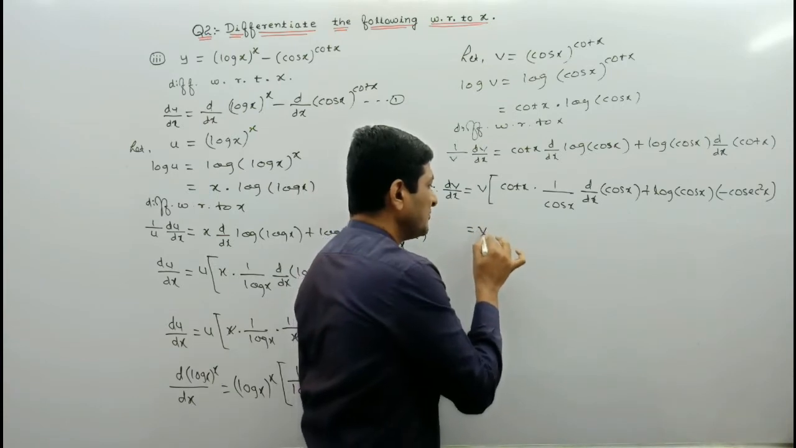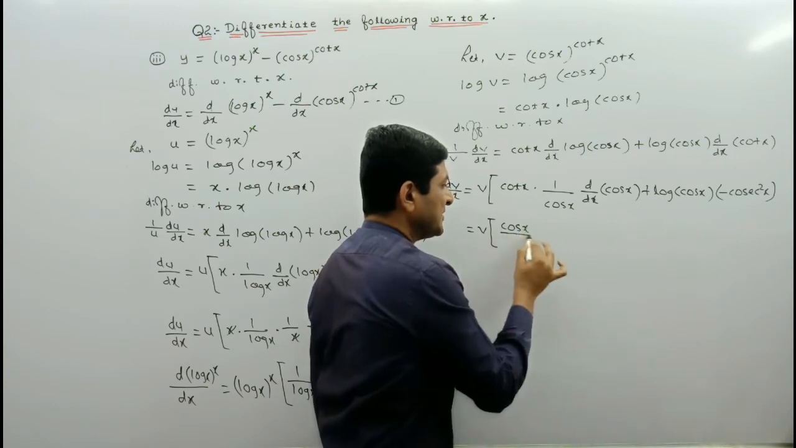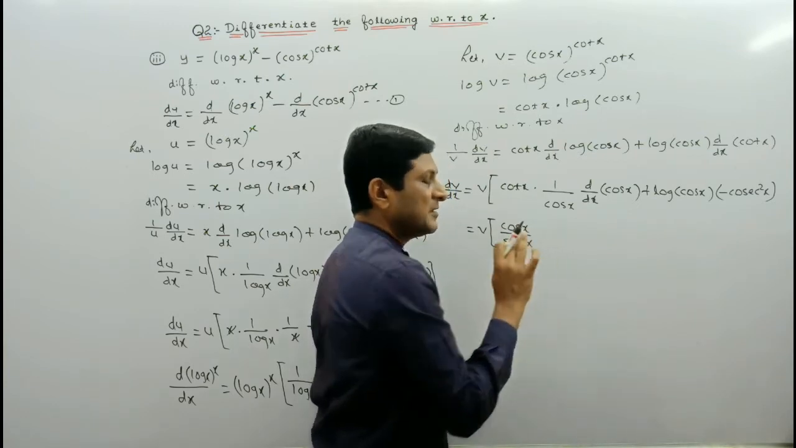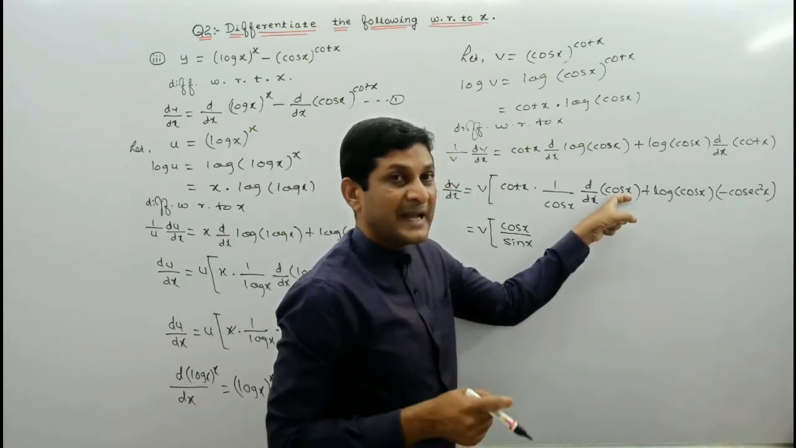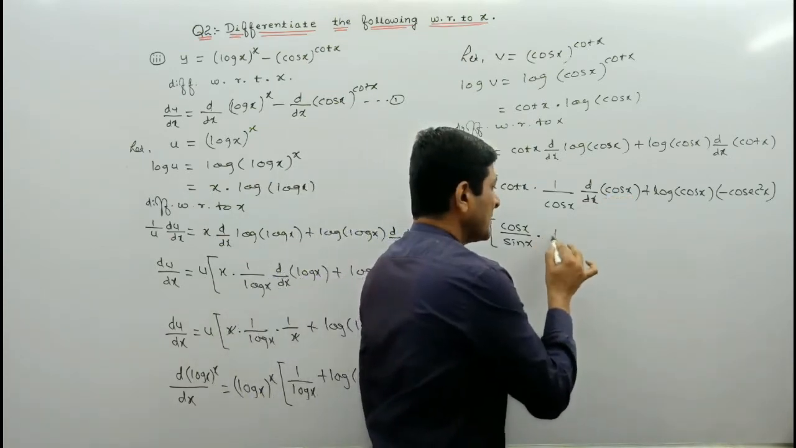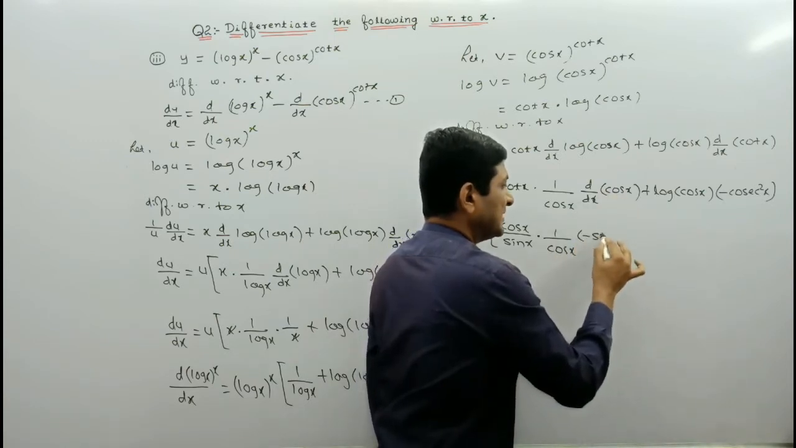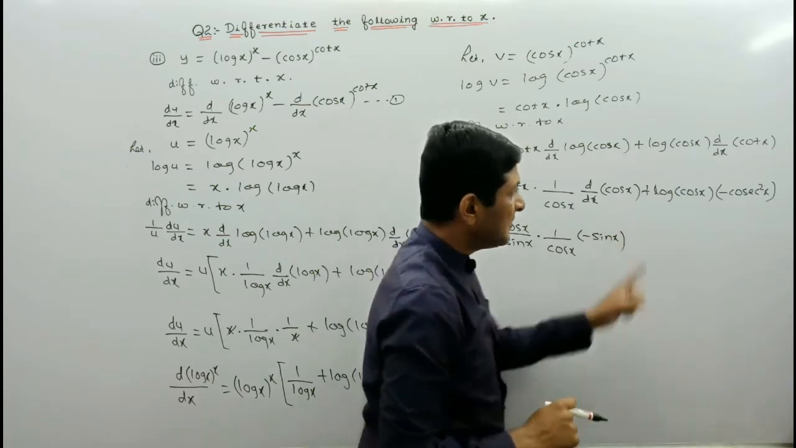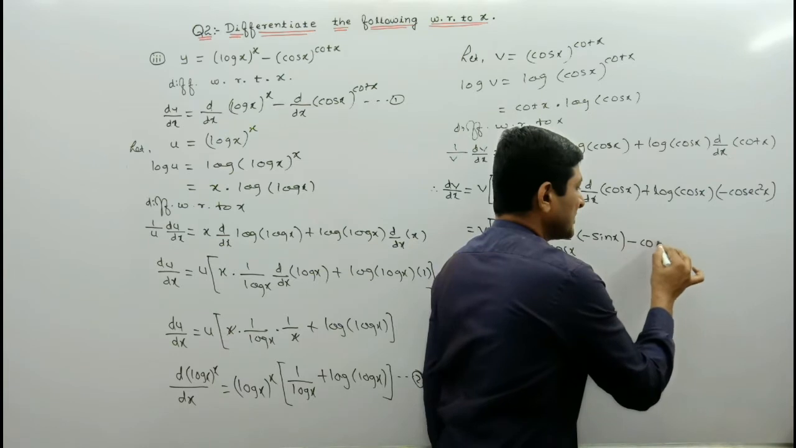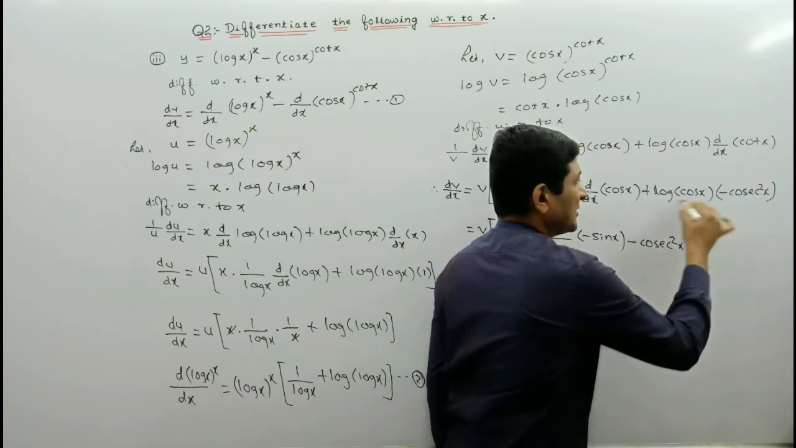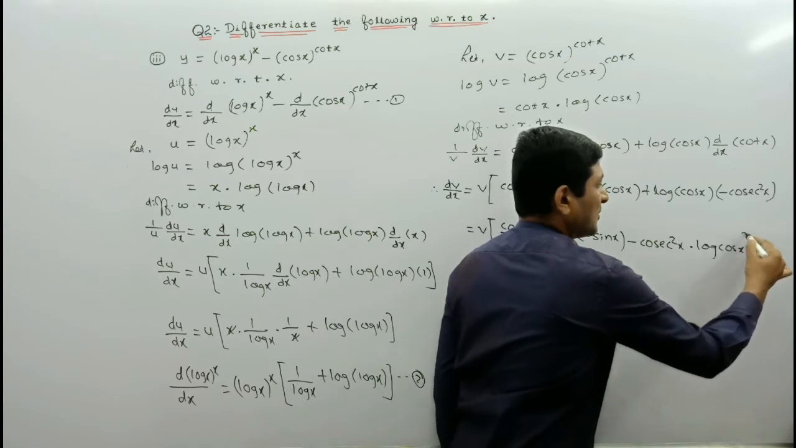Which is equal to v into, here cot x can be written as cos x divided by sin x. We are simply converting it in terms of cos and sin. Now here derivative of cos x will be minus sin x. So here 1 upon cos x, keep it as it is, and derivative of this cos x will be equal to minus sin x. And here plus into minus cosec square x, into log of cos x, keep it as it is.